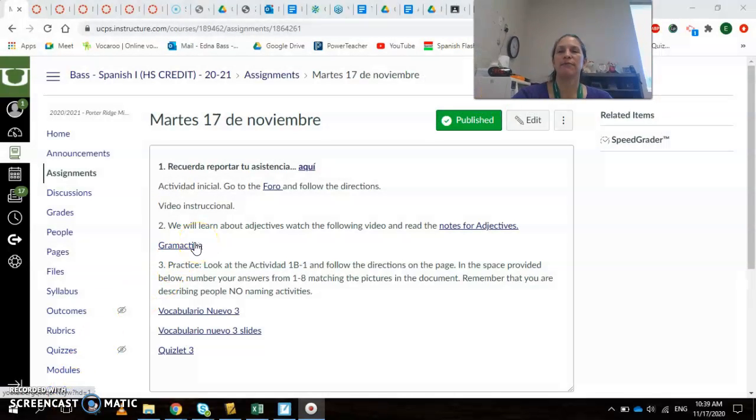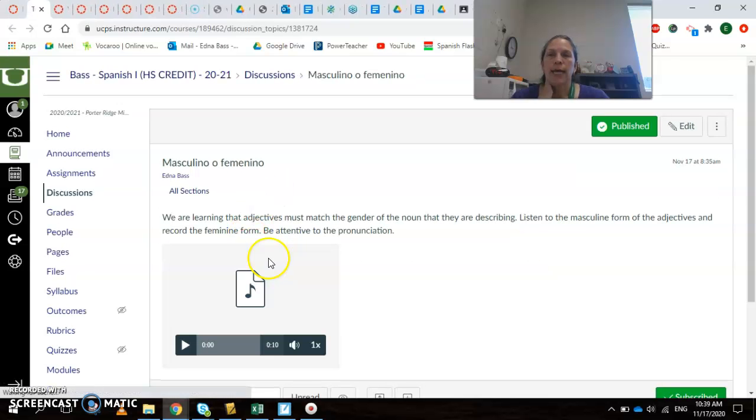All right, so we have our plan for today. First thing, we'll report attendance, and then you're going to see the photo. And since we're learning about adjectives and that they must match the gender and number of the noun they are describing, you're going to listen. I say the masculine form of 3 adjectives, and then you're going to record the feminine form for those 3 adjectives. I want you to pay attention to the pronunciation and then try to repeat as close as you can. Okay? So that will be your warm-up for today, your actividad inicial.